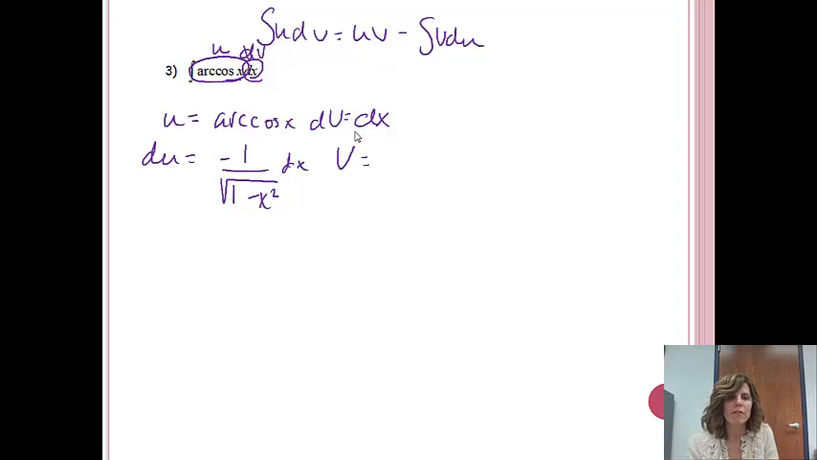And then v, the integral of dx, which really would be the integral of 1, is just going to be x. All right, so we're able to get going here. So I have my left part set up. Now I'm ready to do the right side.